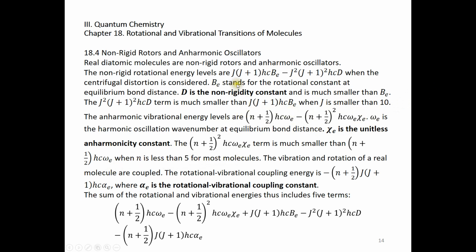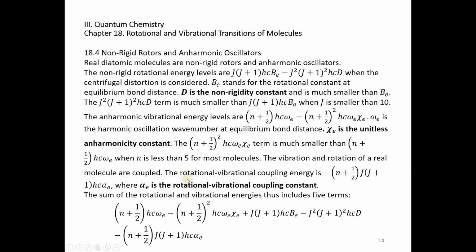Now we have the rotational energy for a non-rigid rotor and the vibrational energy of an anharmonic oscillator. There's another term. The vibration and rotation of a real molecule are coupled. There's a so-called rotational vibrational coupling energy. So we have this term, negative (n plus 1/2) times J times (J plus 1) times hc alpha_e, and alpha_e is the rotational vibrational coupling constant.